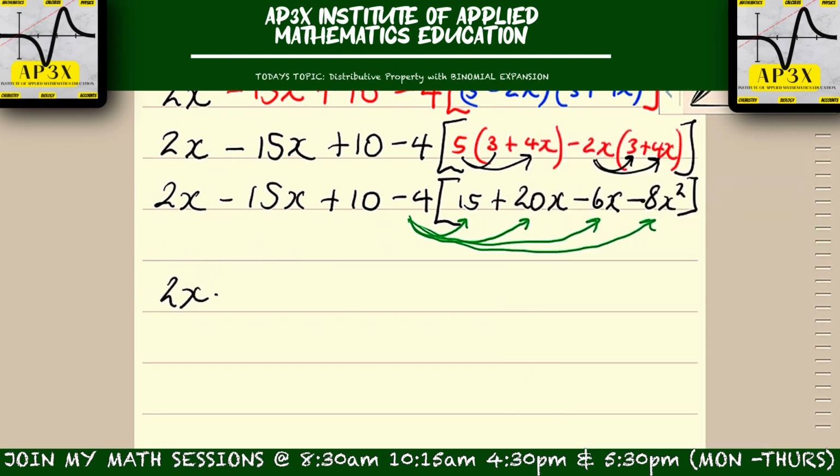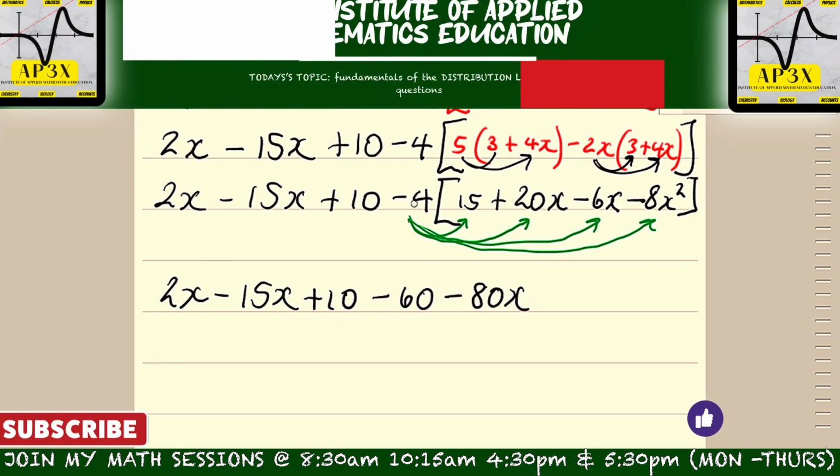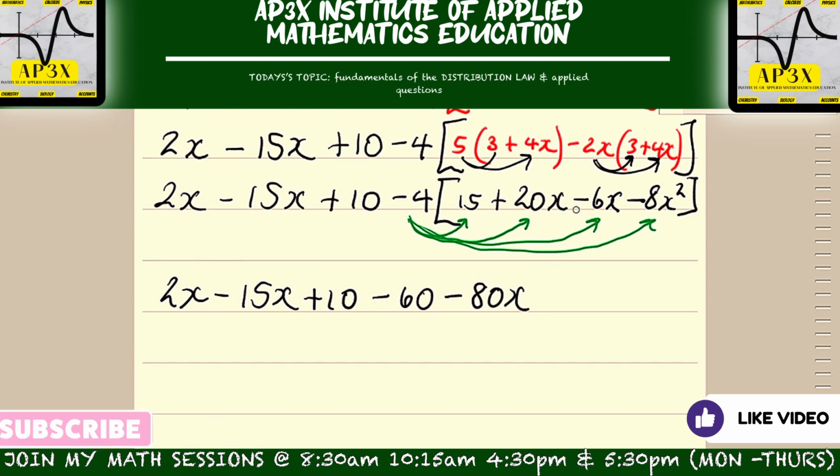we have, say here, 2x take away 15x plus 10 take away, we're going to distribute minus 4 times 15, that's minus 60, minus 4 times 20, that's minus 80x. Minus times minus, that is this minus here times this minus here, that's minus. That's positive 4 times 6 is 24x. And we have minus times minus all the way out here, which is positive 4 times 8 is 32x squared. So finally then all the brackets are gone.